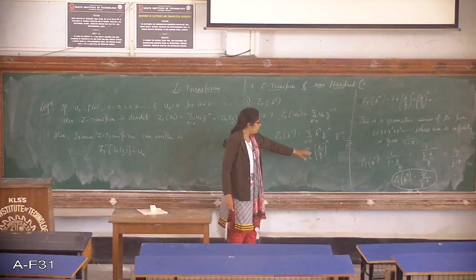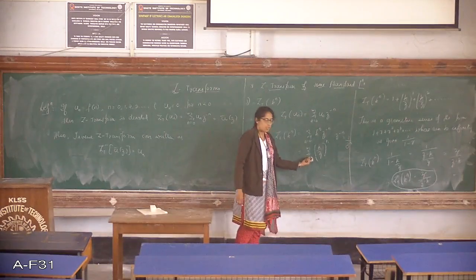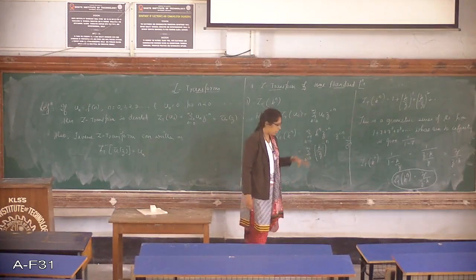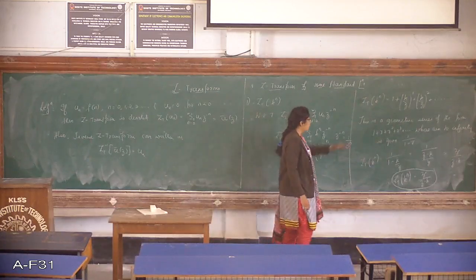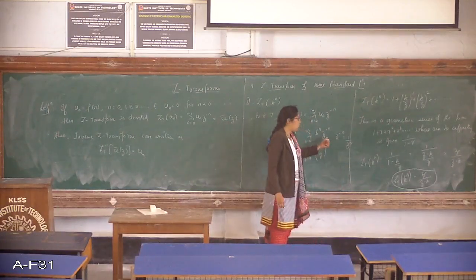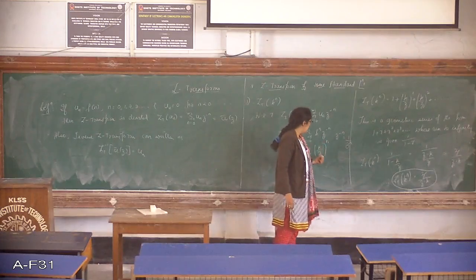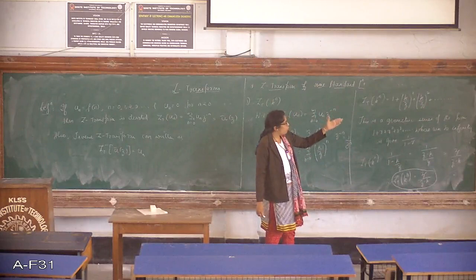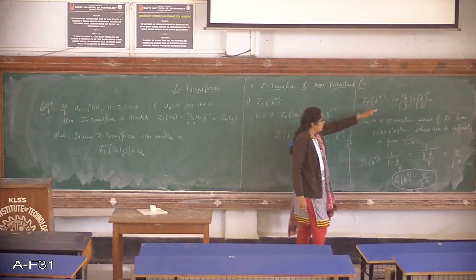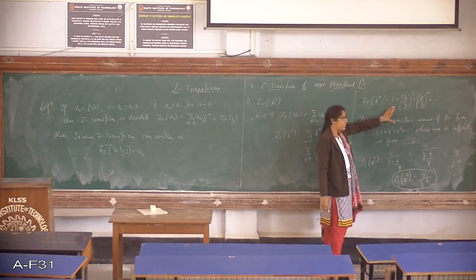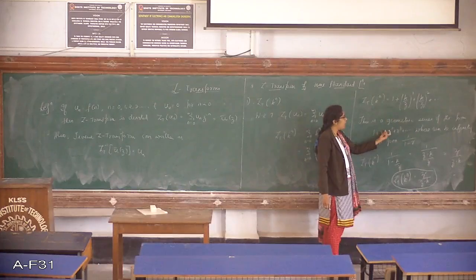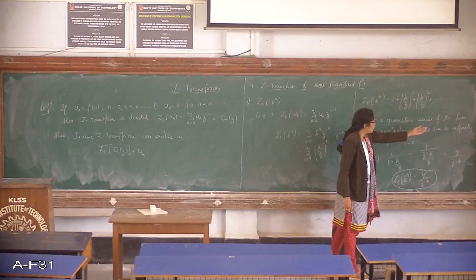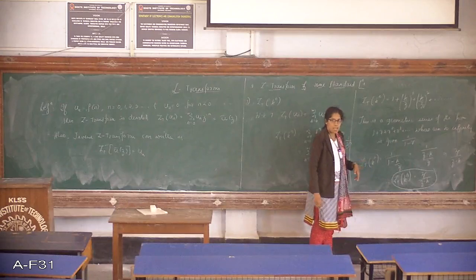That is what is being used here, and then we just go on giving the values of n, discrete values, starting from n is equal to 0. So k by z whole raised to 0 is 1, k by z raised to 1, and then k by z whole raised to 2, and so on. So you can see that this is forming a geometric series of the form 1 plus r plus r square and so on, whose sum to infinity is given by 1 by 1 minus r.